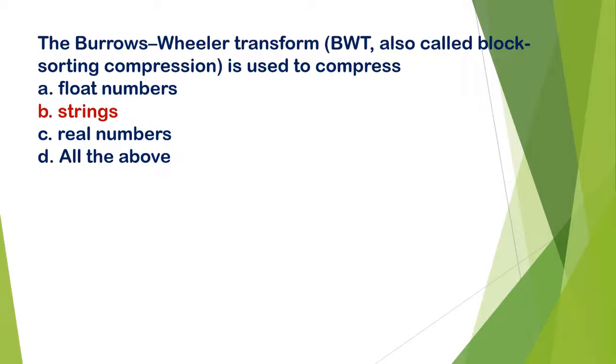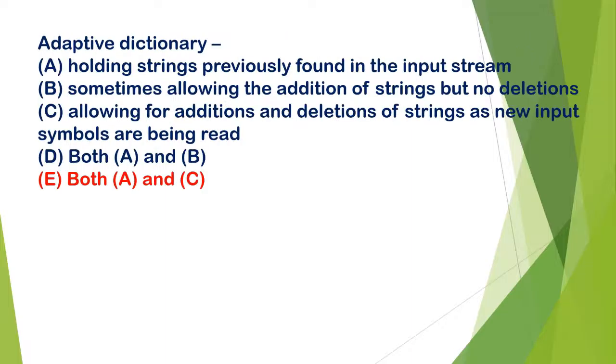The Burrows-Wheeler transform, or BWT, also called block sorting compression, is used to compress A. Floating numbers, B. Strings, C. Real numbers, D. All of the above. And the correct option is B.